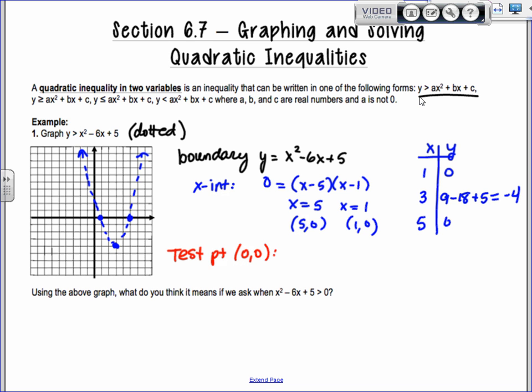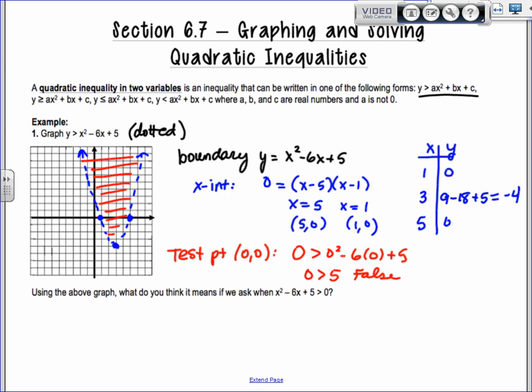This is not on our parabola, so we're allowed to pick it. So if I have (0, 0), I'm going to have 0 is greater than 0 squared minus 6 times 0 plus 5. So 0 is greater than 5. Right? It doesn't work. It's false. So (0, 0) is not in the shaded region. Instead, we shade here. Okay. Since it was y is greater than, it ended up being above the parabola. Do you see how that's kind of above the parabola?